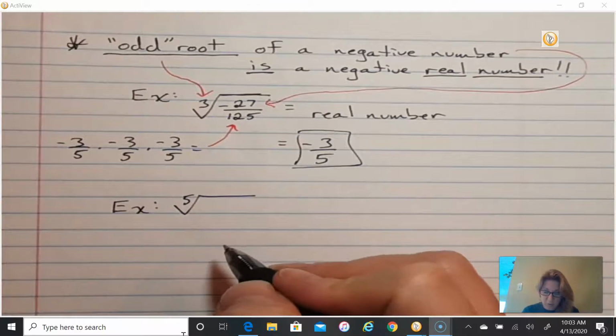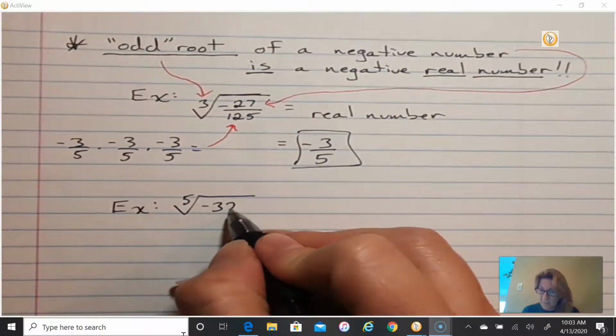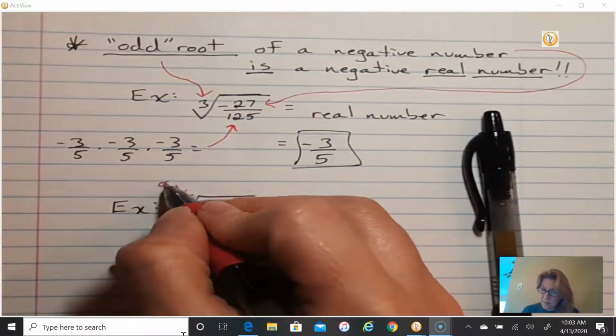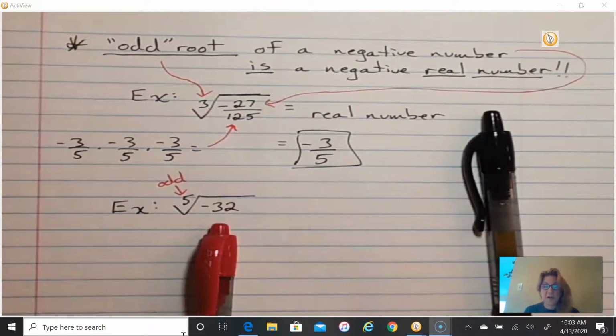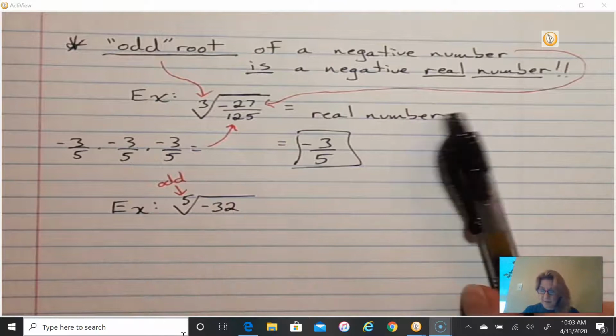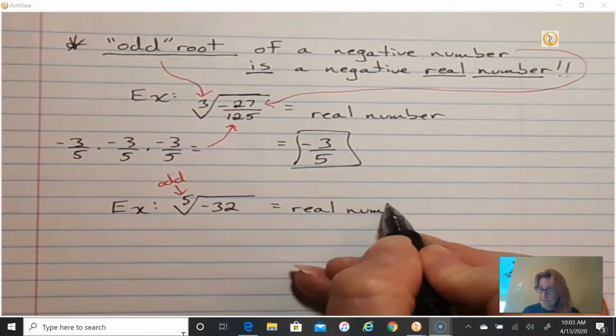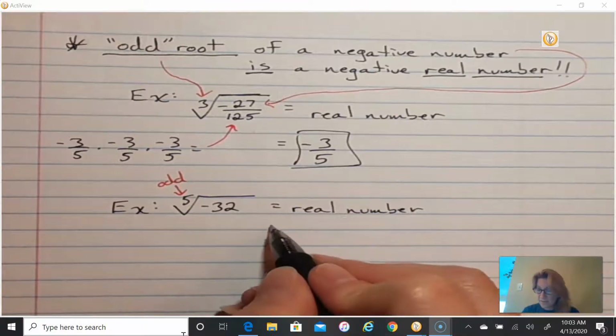How about if we have a root of 5? So this is odd, an odd number. So we know it's going to work. It is a real number. You will have a negative answer.